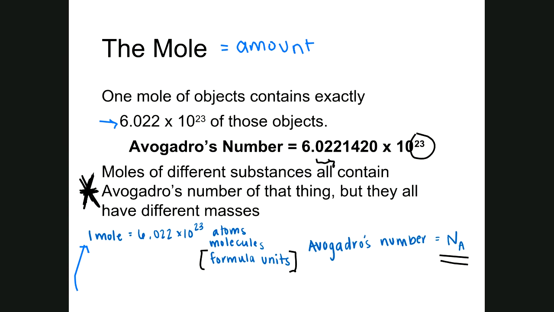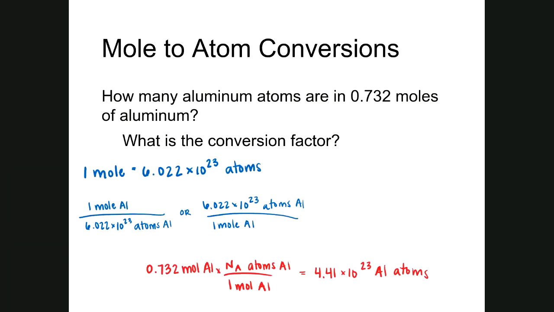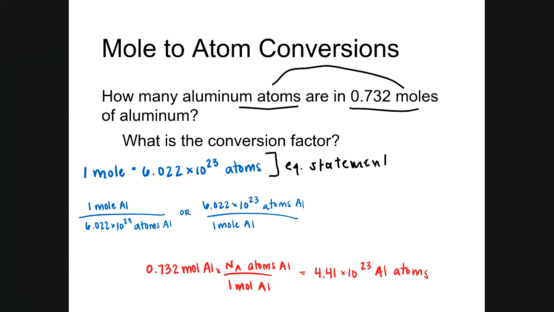So let's look at a conversion between these. If we are told that we have a certain amount of moles and we want to find out how many atoms that is, well, we know that there is a relationship between moles and atoms. We just looked at it, right? So again, here's our equivalence statement saying that 1 mole is equal to Avogadro's number. And then here we have our 2 possible conversion factors.